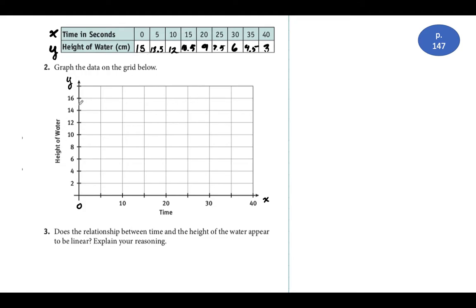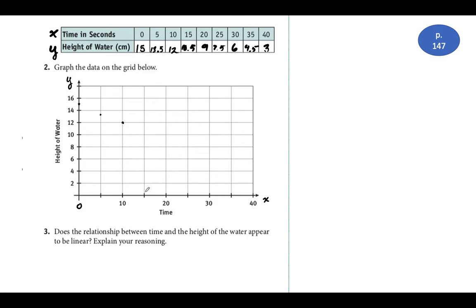When x is 0, y is 15. So I'm going to put a point right here. When x is 5, y is 13.5, which is a little tricky. But I know 13 is halfway between 12 and 14, so 13 and a half is like 3/4 of the way up. And then at 10, the output is 12.